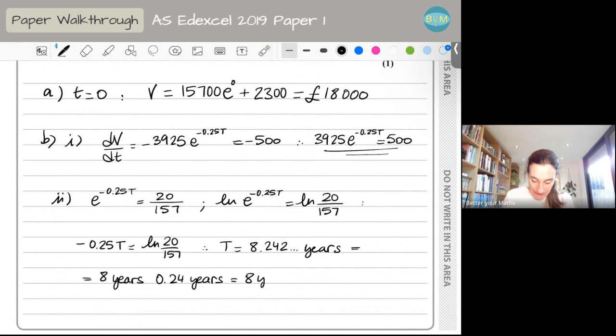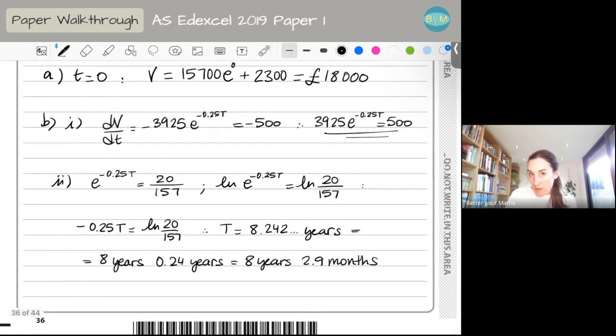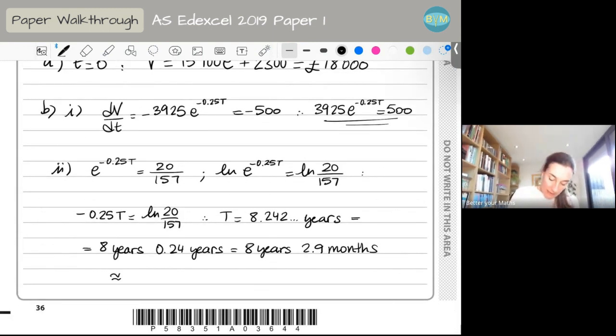So we have 8 years, and then I multiply the 0.24 something, because I'm keeping the number in the calculator, by 12. And I have 2.9. So 8 years, 2.9 months. But they say to the nearest month, so we are going to round that to 8 years, 3 months.